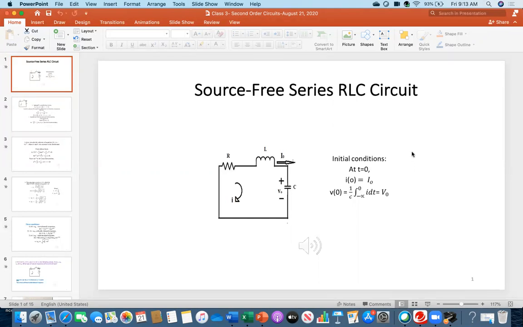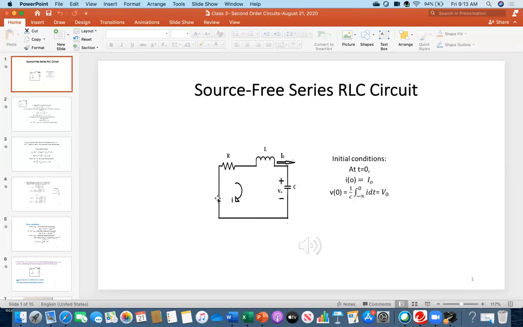Okay, so in the last class we discussed the source-free parallel RLC circuit. Today we will be discussing the source-free series circuit. As you can see, in this case the assumption is that there is a source connected and suddenly the source has been disconnected at time t equal to 0. So that's why this is the source-free circuit. But what is the impact? What are the dynamics? What are the characteristics of this circuit that we want to look at?